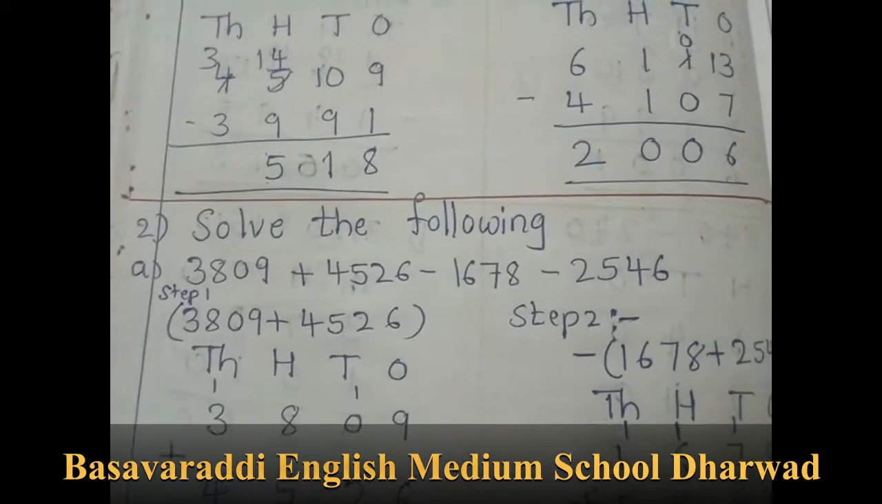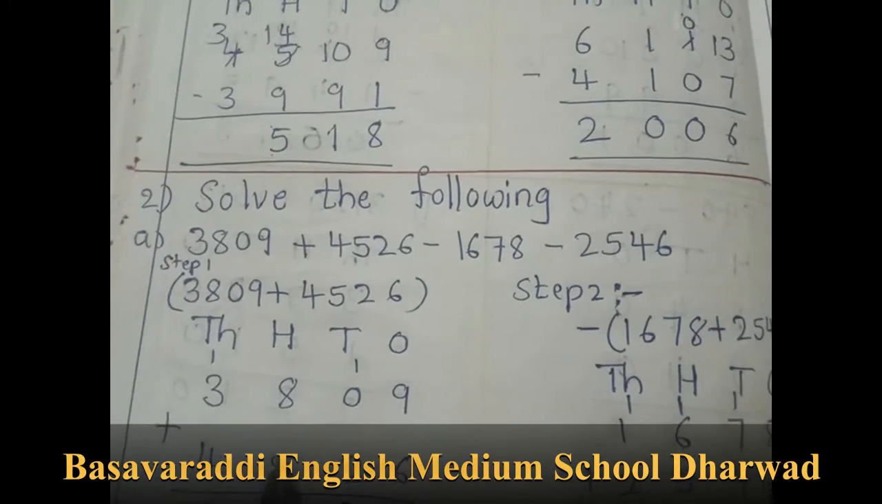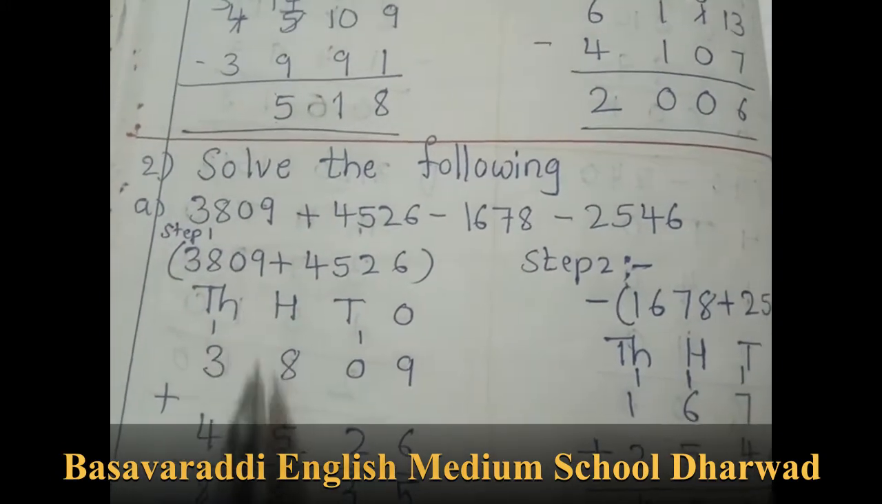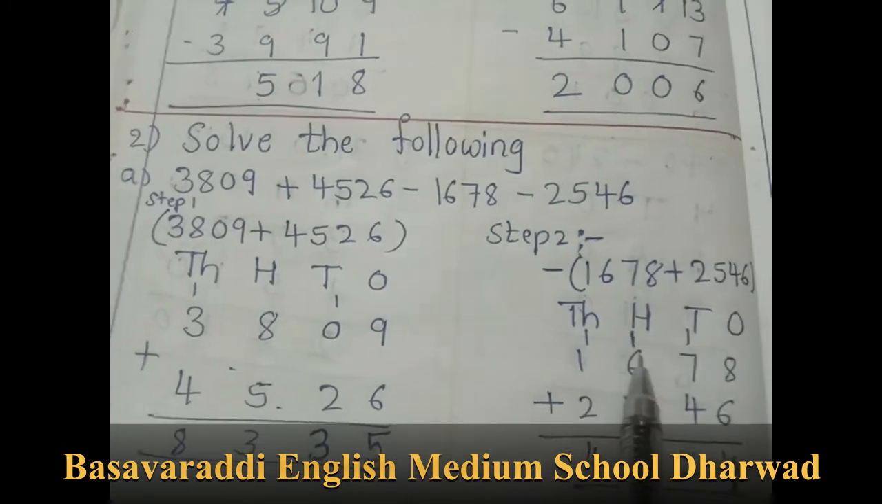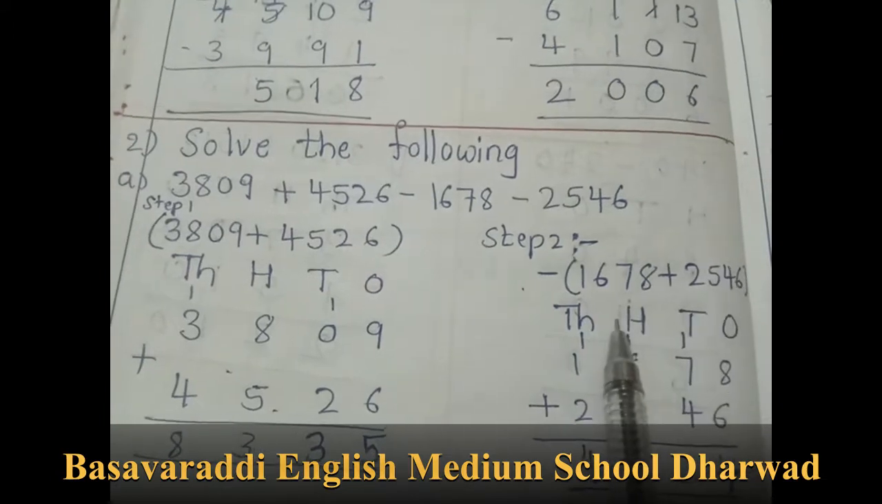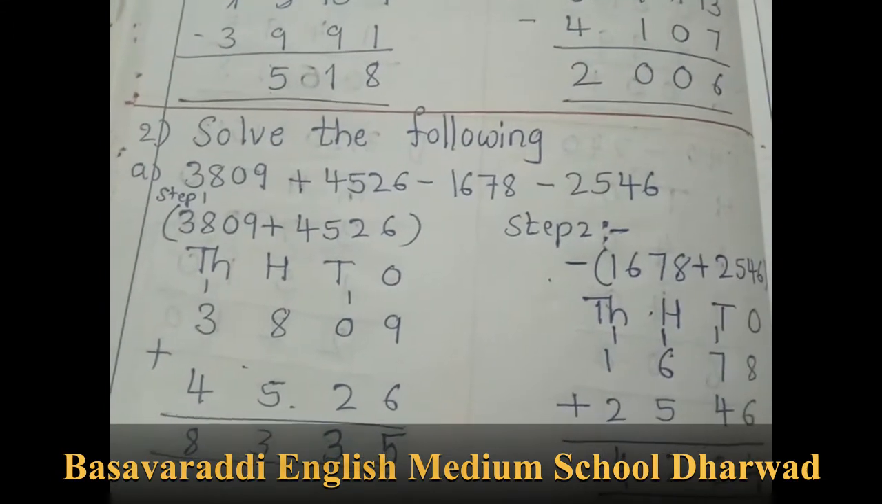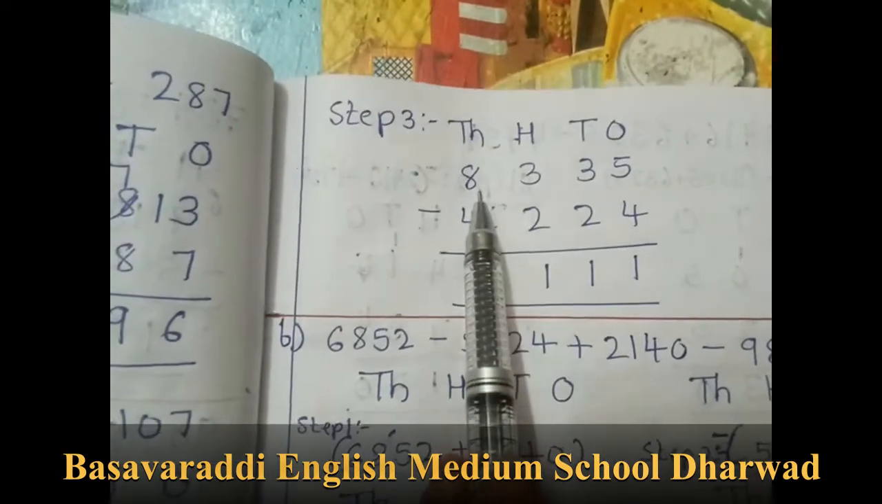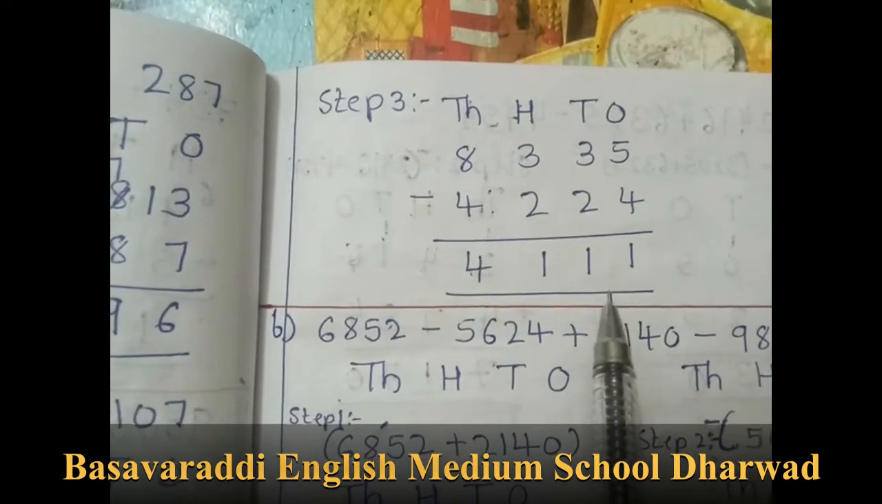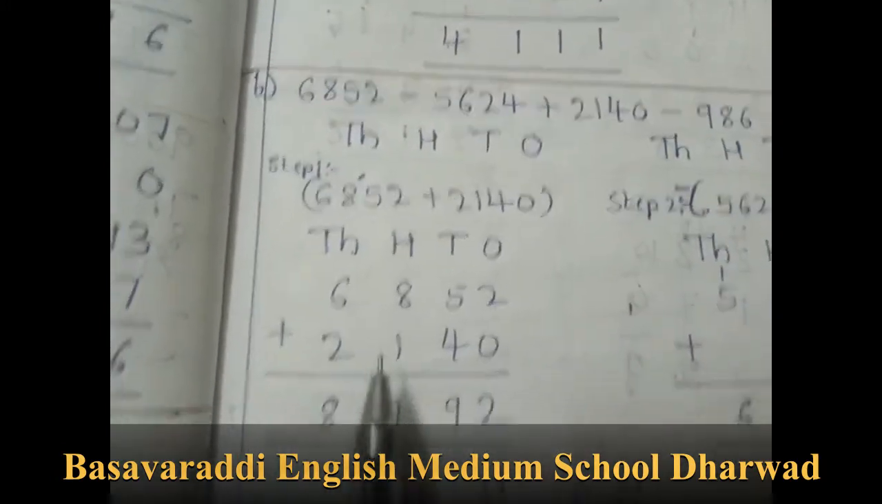Now solve this one. This is the mixed one. First we have to add the plus numbers and the minus numbers are put outside with the minus sign. Afterwards, first step, and second step you have to subtract. So the answer is 4111.